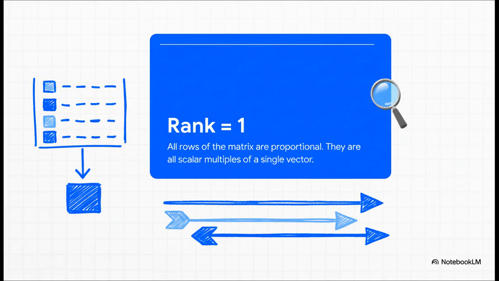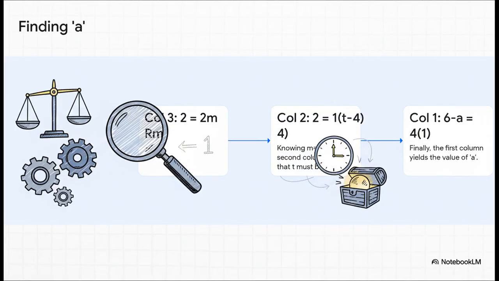Well, it means it's lost almost all of its complexity. All 3 of its rows have become completely dependent on each other. In fact, it's even simpler than that. They all become direct multiples of one another. They're all just pointing in the exact same direction. This whole idea of proportionality, that's our way in.